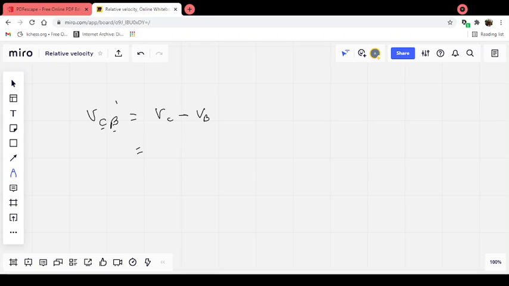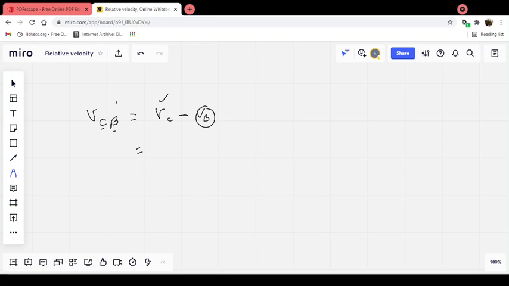So this expression, velocity of car with respect to bus, can be written as velocity of car minus velocity of bus. This is what we learned in the previous lecture, that if we want to observe something, that is we are observing the car, then we will subtract the velocity of the bus, that is what we are observing from. So we are observing from the bus, that means we will be subtracting the velocity of bus from the velocity of the car to get the velocity of car as seen by the bus.